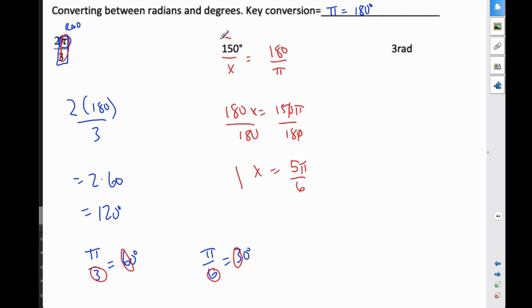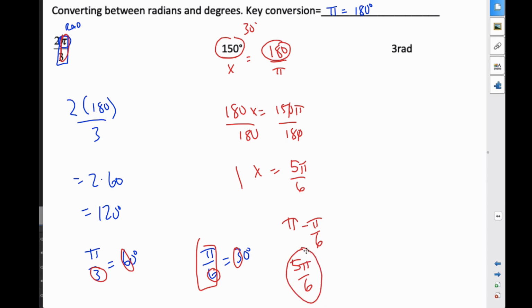I also know this is 30 degrees short of 180. So I am going to be pi by 6 short of pi. So pi minus pi by 6 will give me 5 pi by 6 as well. And so that's a conversion way that I do it as well, when I know that it's 30 degrees. And this one here I've seen a bajillion times.